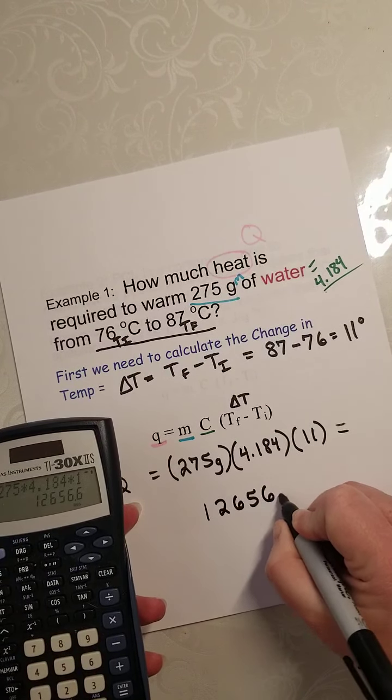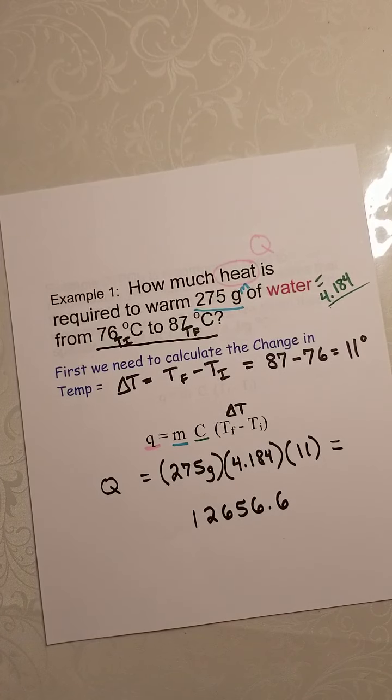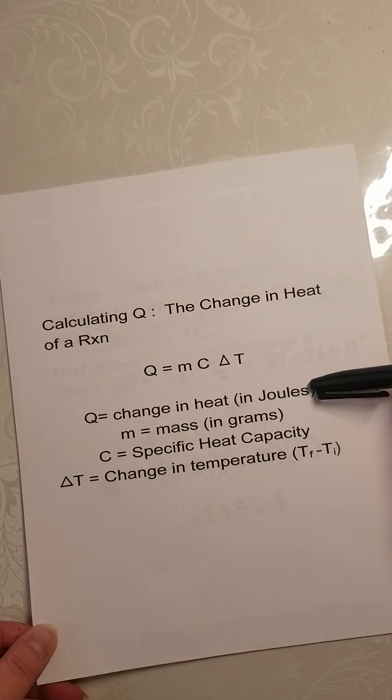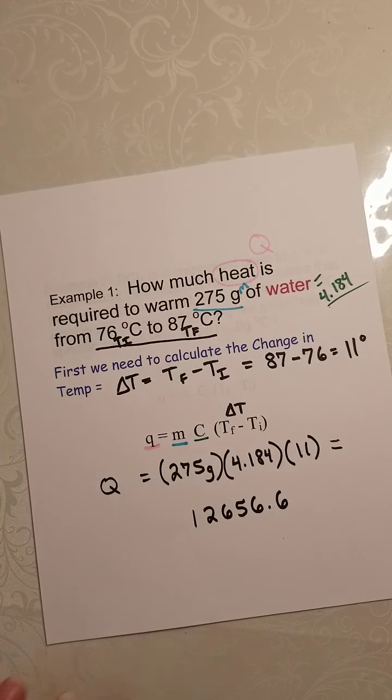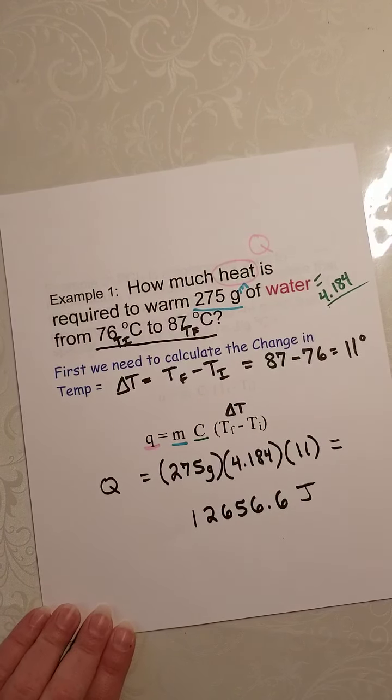And you should get 12,656.6. Now, what is the unit for Q? What is the unit for Q? Well, let's go back to our first page. All right, Q, when you do this, is in joules. Joules, okay? So this would be J for joules, okay?